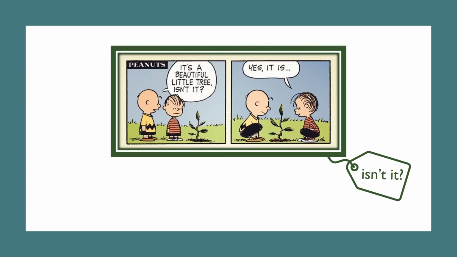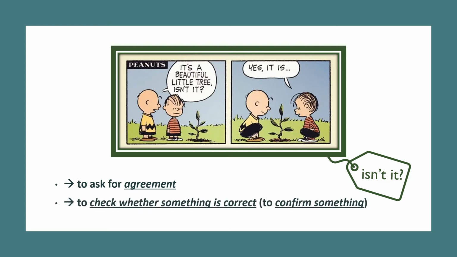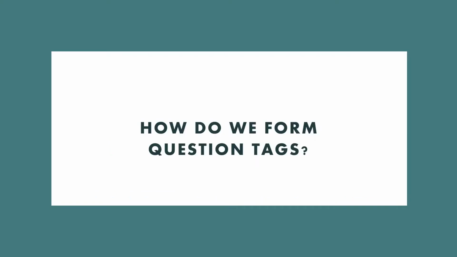So in the story, why does Charlie Brown add the question tag "isn't it" to the sentence "It's a beautiful little tree"? Actually, it is to ask for agreement of his friend. Do you agree that it's a beautiful little tree? Sometimes we can also use question tags to check whether something is correct or to confirm something with another person. Now we know why we use question tags.